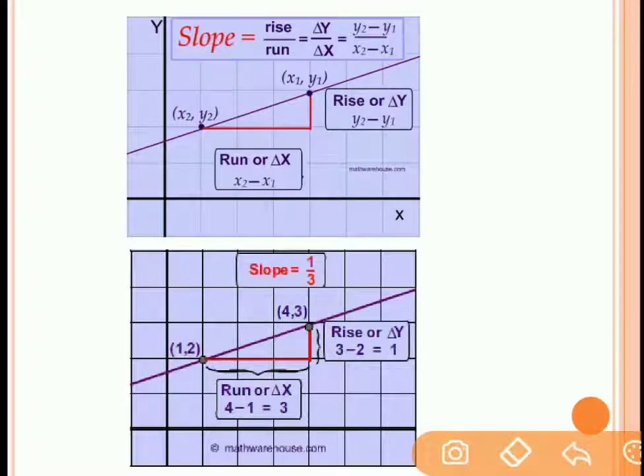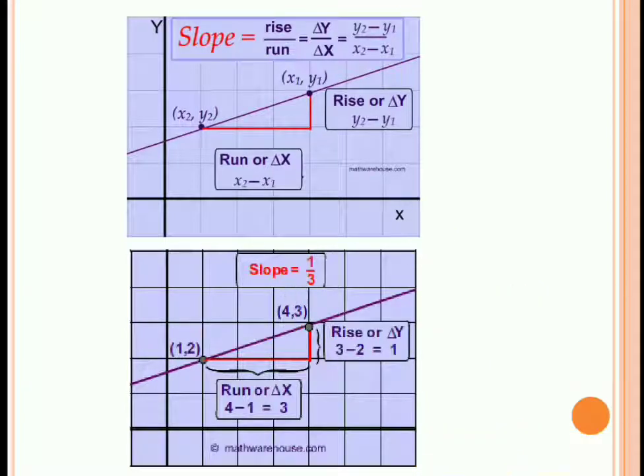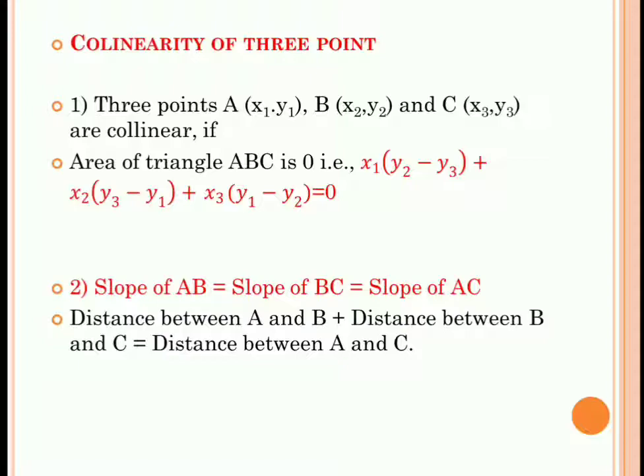Consider 2 points as 1, 2 and 4, 3. Now find out the slope of this line segment AB. So the slope is equal to change in y. So change in y is what? 3 minus 2, which is 1, upon change in x. So change in x will be what? The difference in the x coordinate, that is 4 minus 1. So that will be equal to 1 by 3. Understood? Now let's move further.